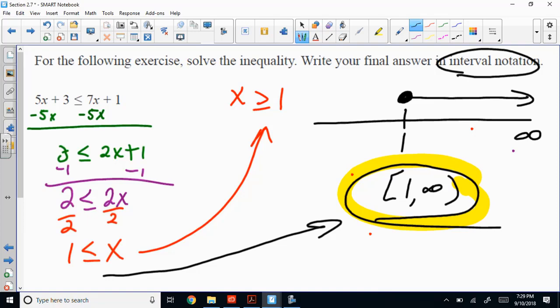Inequality. It's got an equal underneath it. The alligators, just by themselves, are open. When they have an equal, that's extra, right? So it includes. It's a solid line, right? So it's solid. There's different ways to look at that. Okay.